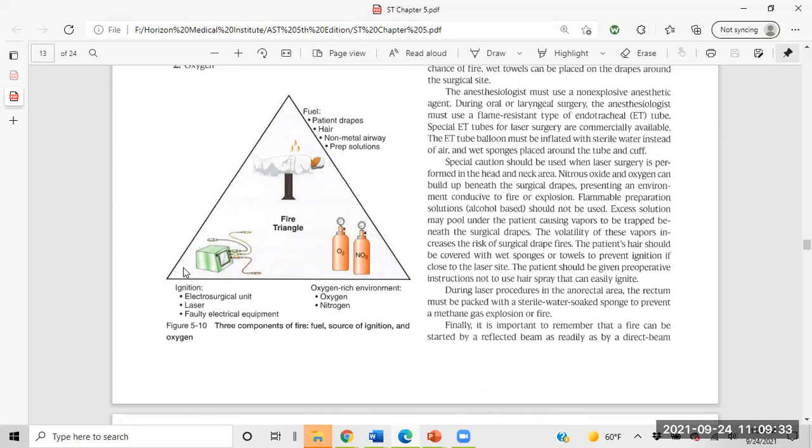It's also a really oxygen-rich environment. We've got both oxygen and nitrogen in the ORs. And so these are the three components of fire, and you've got all of those in the OR. So you've got to be very careful in making sure that you're taking all the precautions that you can.